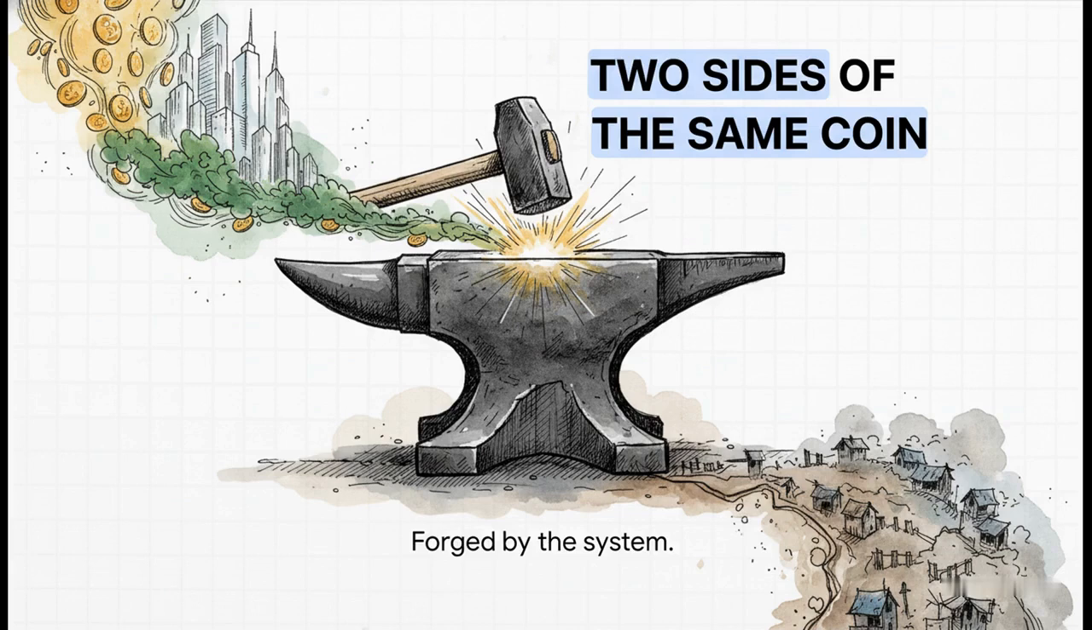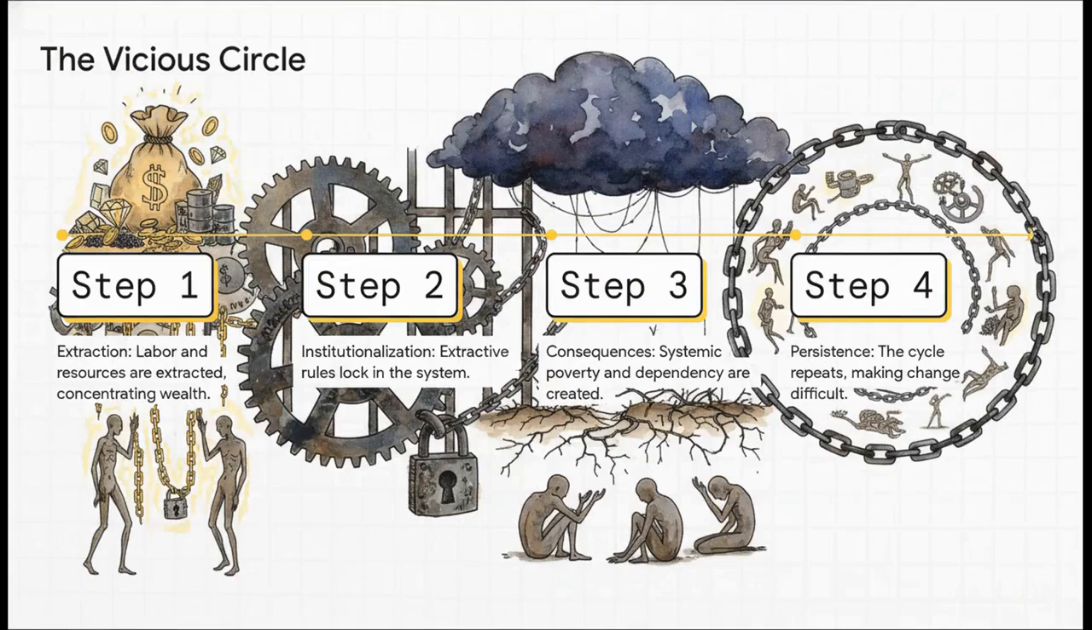The argument we've been exploring suggests that they are, that the immense wealth in some parts of the world isn't separate from the deep poverty in others. It's structurally and historically connected to it. So let's just run through the whole cycle one more time. It starts with step 1, extraction of labor and resources. That's what concentrates the wealth.